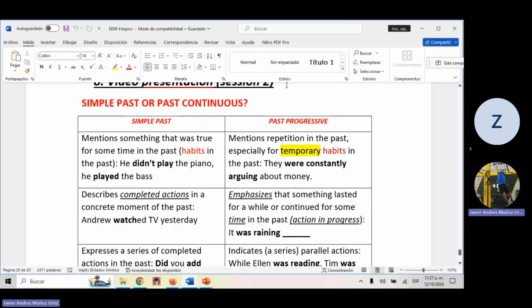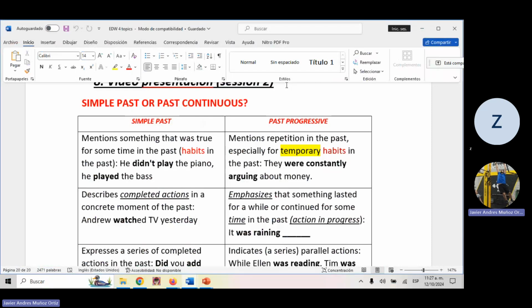I'm going to make a parallel between past continuous and past simple in terms of why do we use them? Why are they important? I think this is even better. The comparison between these two tenses is even better to understand these two topics. So, past simple and past progressive both talk about activities that were true in the past, that were repeated in the past, right? But what's the difference?